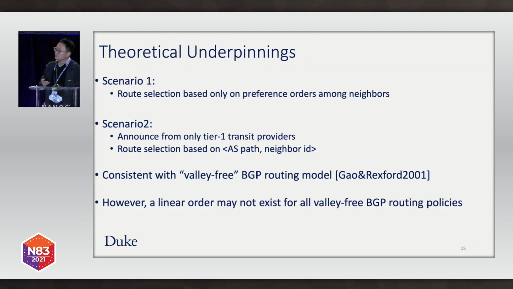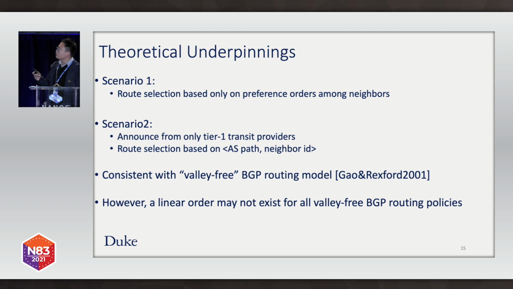So in order to justify the existence of the linear order, we also worked out several different scenarios that will guarantee each client will have the linear order. So there are 2 scenarios that will allow the clients to have a consistent linear order among available Anycast sites. So the first scenario is the route selection strictly based on the preference order among all available neighbors. And the second scenario is we will only announce our prefix from a tier 1 transit provider, and the following route selection is strictly based on AS path and neighbor ID.